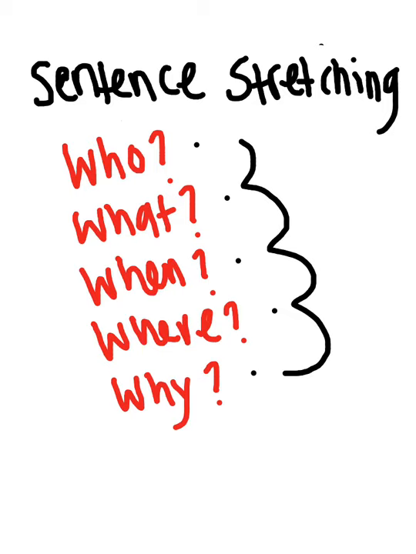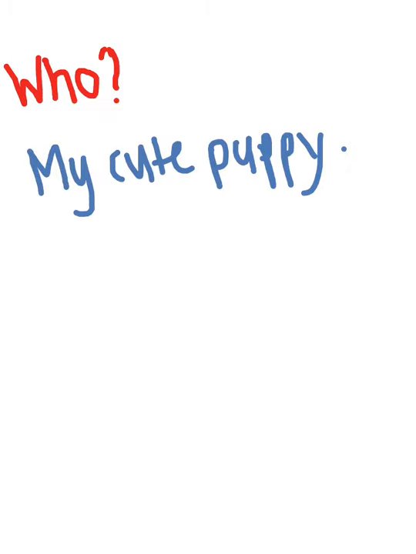We are first going to look at who, and we're going to talk about my puppy. So I'm going to say my cute puppy as the who. That's the kind of sentence you are going to start out with. You're going to have your subject, or your who, and then you need to add more details to that. So let's look at this next slide. I have my who. I'm talking about my cute puppy. Now remember, your who is going to be your noun, so your person, place, or thing.